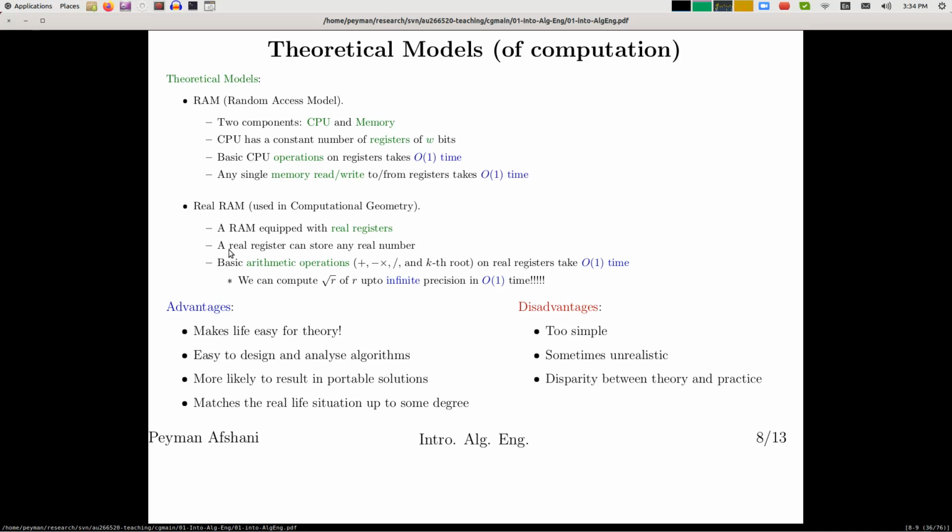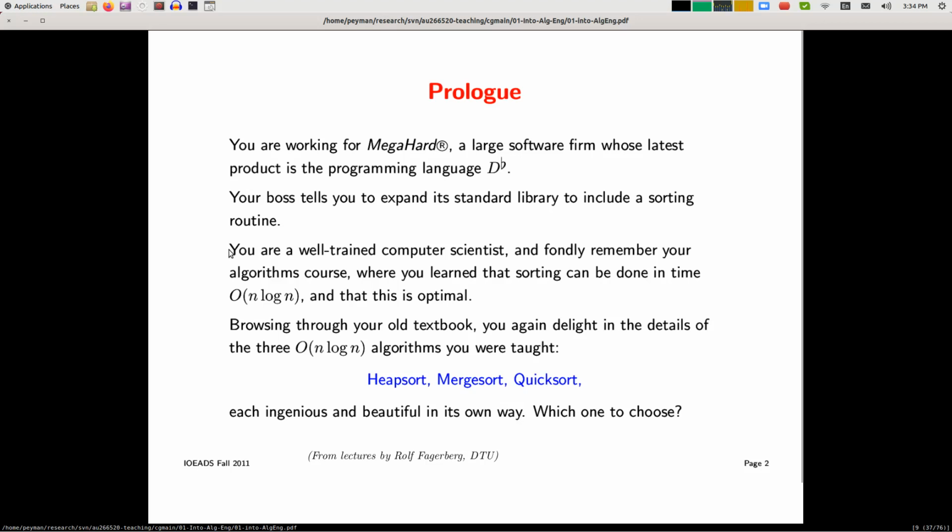To show an example of a model that tries to narrow the gap, I will need to tell you a story. So this is an example. I borrowed this from lecture notes of Rolf Fagerberg in DTU. So the story starts by assuming that you're working for a computers company and you want to implement sorting algorithms. You remember your courses in the past and you realize that you know three sorting algorithms: heap sort, merge sort, and quick sort. And you need to figure out which one you want to implement.